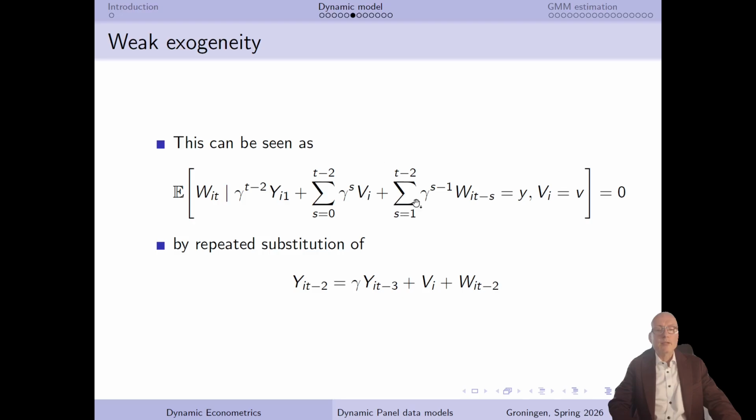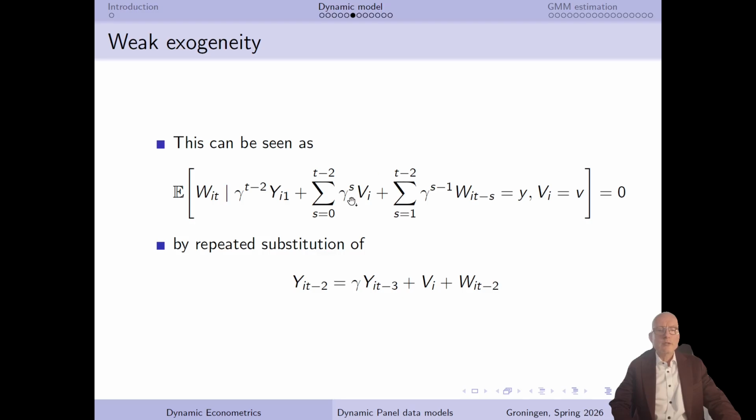And then we get another sum from s=1 till t-2 of gamma to the power s-1 multiplied by w_{it-s}. Well, you should now realize that this w_it that we have over here is then by assumption uncorrelated to all these terms that we have over here. That is not too difficult to see based on what we had at the previous slide, because first of all w_it is of course uncorrelated to this v_i. That is the first assumption that we have made in the previous slide.